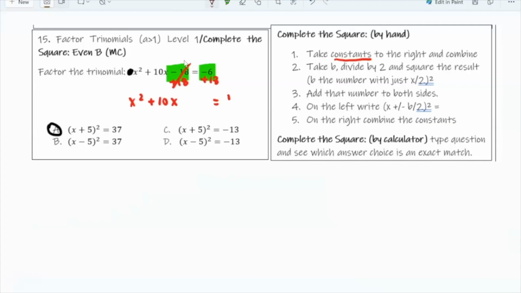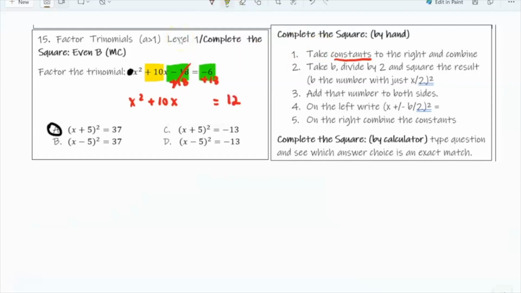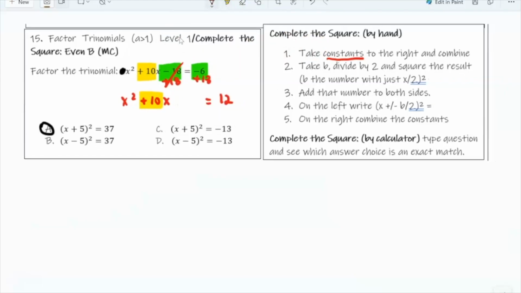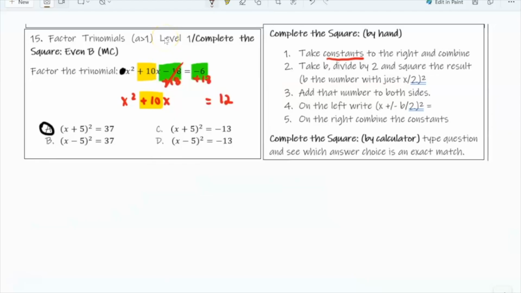Put this in the calculator. 18 minus 6 is 12. Okay. All right. Take the constant on the other side and combine. I've taken the other side, I've combined them. Take b, and again, b is the number with just the x. So take b right there. All right. You're going to divide it by 2, and then square that result. So 10 divided by 2 is 5, and squared that's going to be 25. And you're going to add that number to both sides.